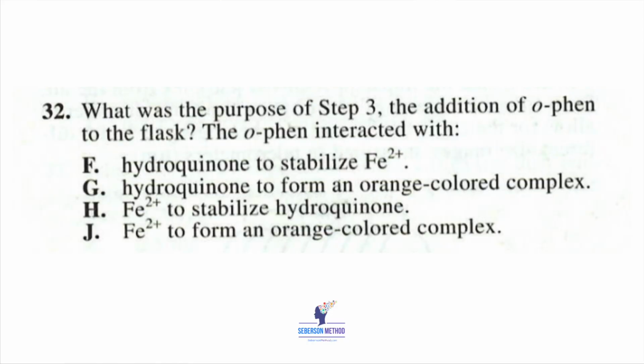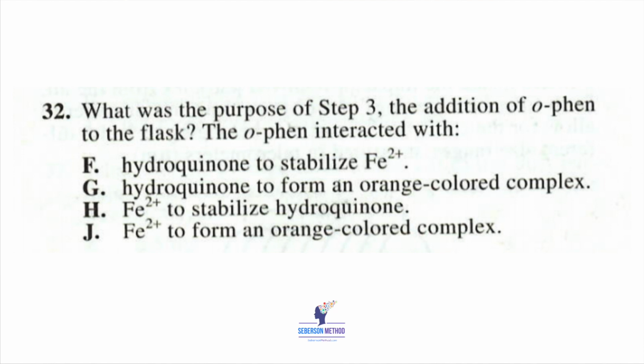What was the purpose of step 3? The addition of O-fen to the flask. The O-fen interacted with... The reason I'm using this example is because I want to show you guys that sometimes you actually have to read the passage to answer the question. With some things like heating up the oven, it's kind of self-explanatory. With tagging, it's going to be self-explanatory. And if you're going to start looking for this information in the passage, you're not going to find anything. If you're going to look for the purpose or the use of the sand bath, that is something that you just need to know. But for this, you're not required to know what this O-fen is used for.